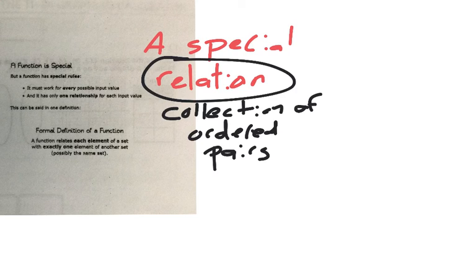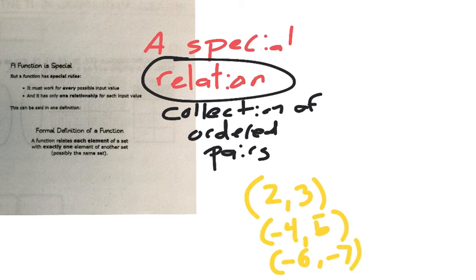Okay, so let's say that I have (2, 3), (-4, 5), and (-6, -7). Very original. I don't know how I came up with those numbers. This would be considered a relation. It's just a collection of ordered pairs.